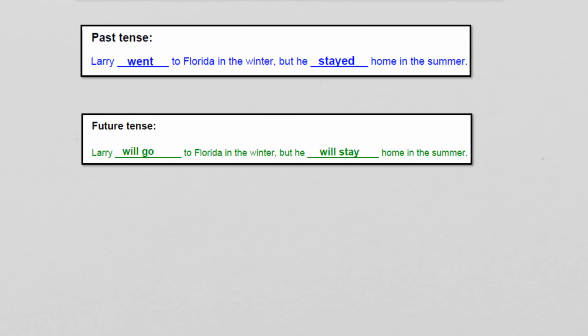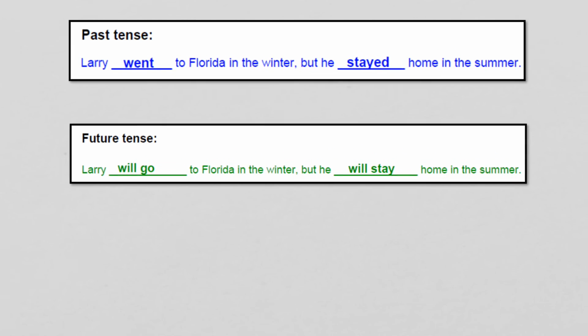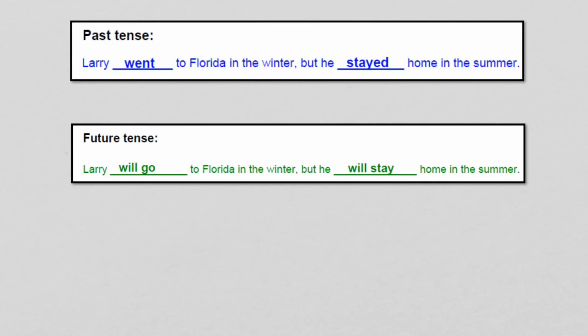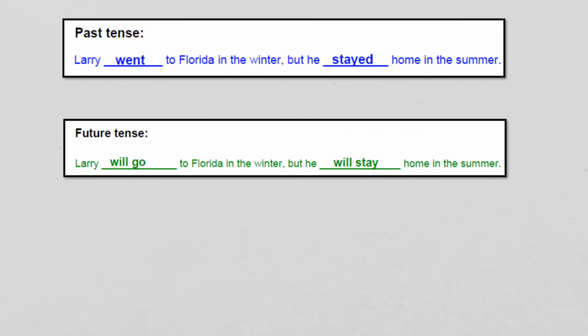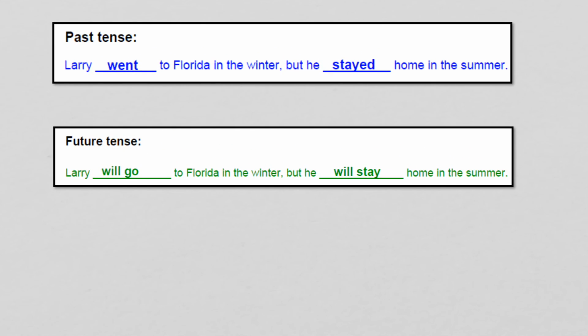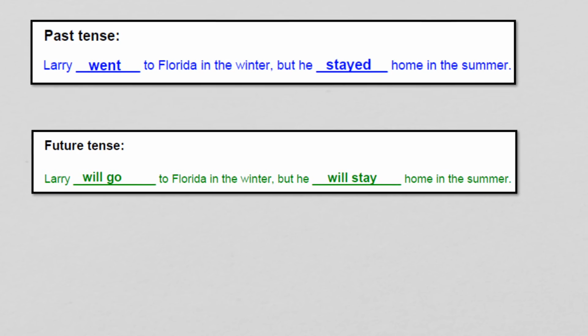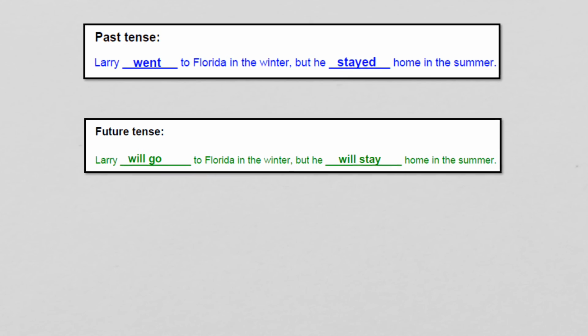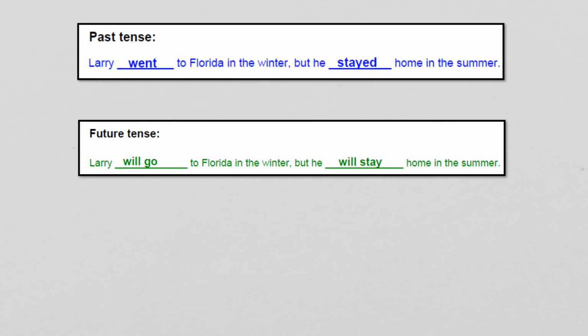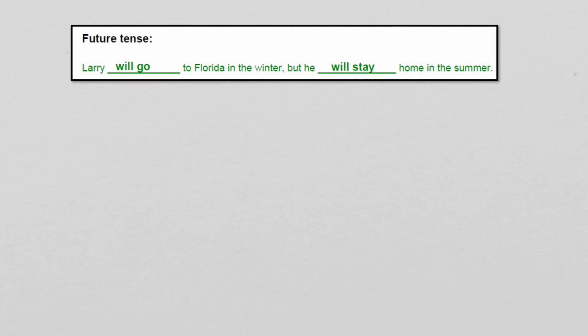So the past tense. Larry went to Florida in the winter, but he stayed home in the summer. So we've got this verb, that's the verb to go, right? Larry went. Then we've got a regular verb to stay, and it's a regular verb. It's regular because it ends in ed, right? It's predictable. That's good. Future tense. Larry will go to Florida in the winter, but he will stay home in the summer.